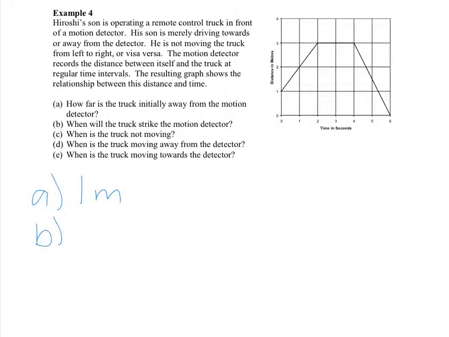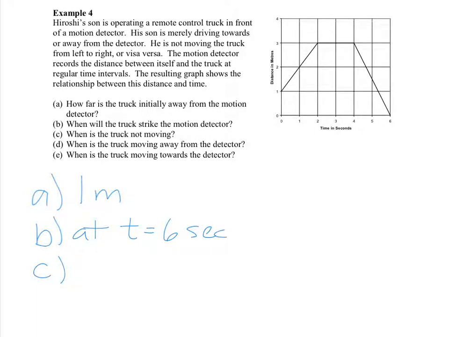B, when will the truck strike the motion detector? When the truck strikes the motion detector, the distance between them is 0, obviously, because they're touching. So we look at the graph to see where the vertical component reaches 0. Well, all the way over here, and that's at t equals 6. So at 6 seconds, the truck will actually hit the motion detector, because there's no distance between them. They're touching.